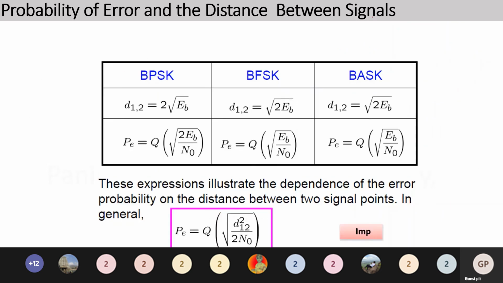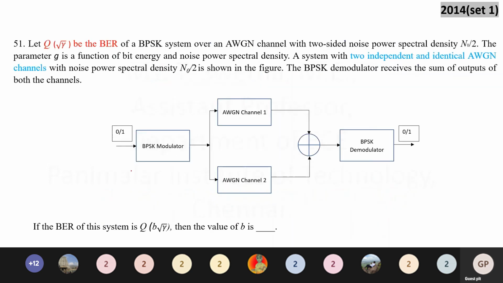This slide shows you the probability of error for three different digital modulations: ASK, FSK, and BPSK. Now we'll solve the problem related to BPSK. In 2014 Set 1 they asked this question, on a normal system.